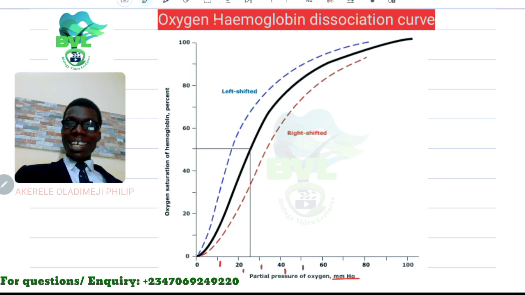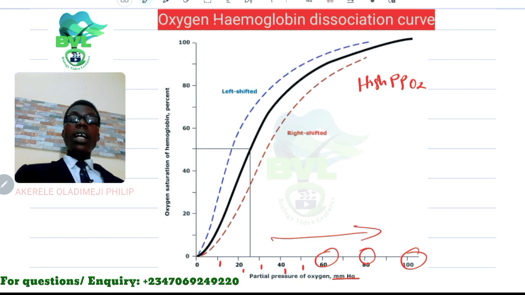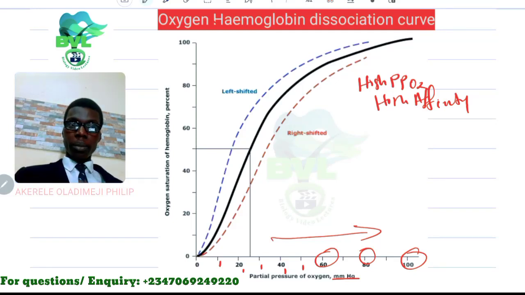Hemoglobin accepts oxygen when there is high partial pressure of oxygen. All right? Anywhere there is high partial pressure of oxygen, that means around here, around here, as I'm moving towards this, hemoglobin is going to be accepting oxygen more. For that reason, we say it has high affinity for oxygen. We can say affinity means acceptance, to accept oxygen.